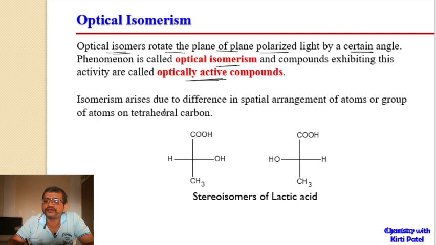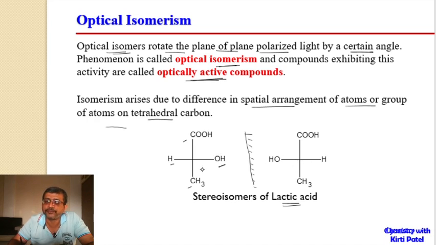This isomerism arises due to the difference in spatial arrangement of atoms or groups of atoms on a tetrahedral carbon. For example, take lactic acid, in which the central tetrahedral carbon atom has four substituents: one hydrogen, a hydroxyl group, a carboxyl group, and a methyl group. Now, these four substituents can be arranged either in this way or in its mirror image way.